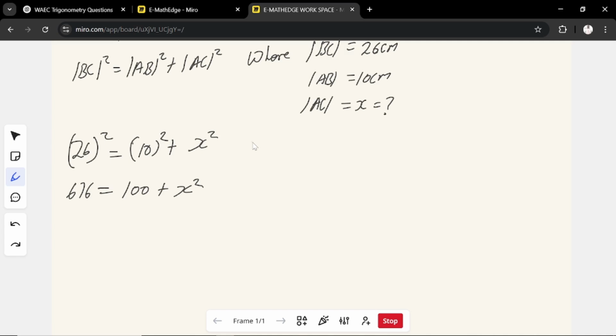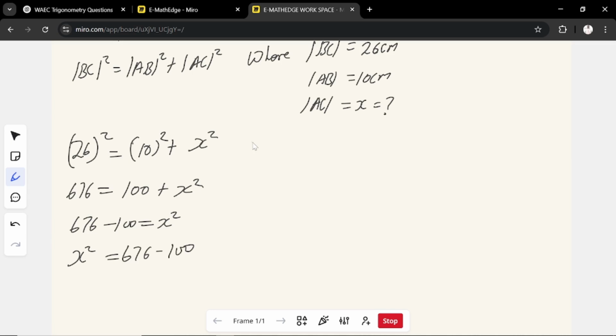So what we are going to do next is to balance the equation by having the constant numbers on one side while the variable x stands on the other side. So let's take this 100 to the left hand side. We are going to have 676 minus 100 equal to x squared. So this simply means that we can as well have this equation as x squared equal to 676 minus 100. Nothing changed.